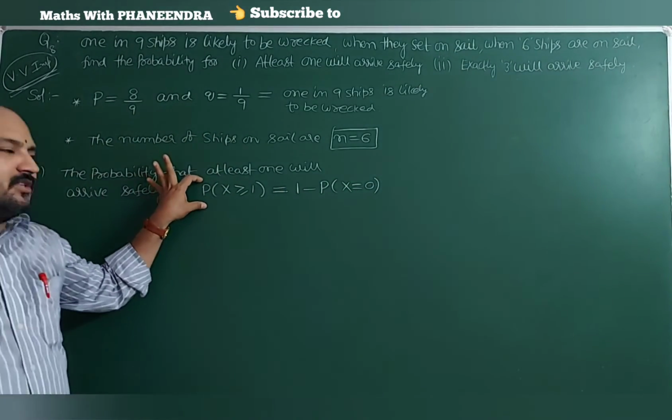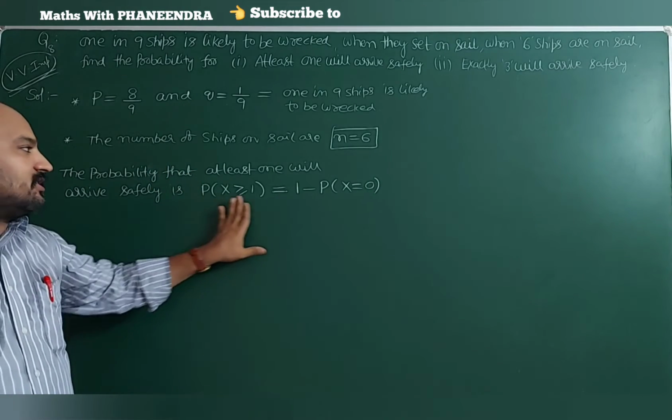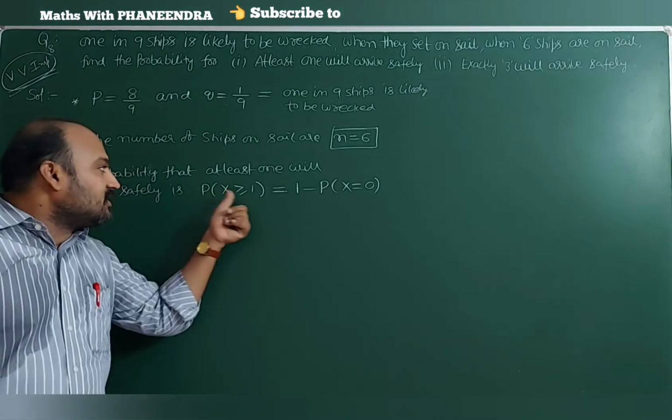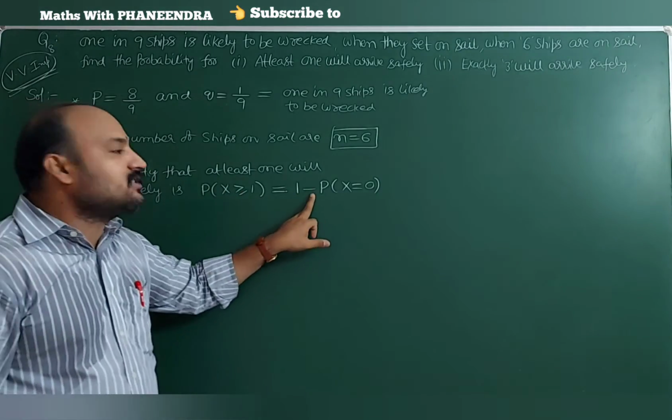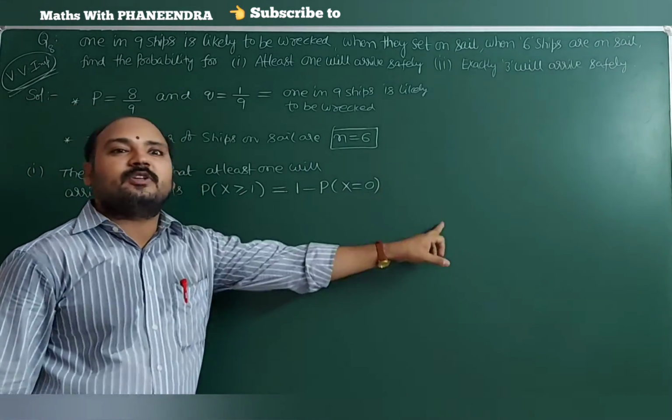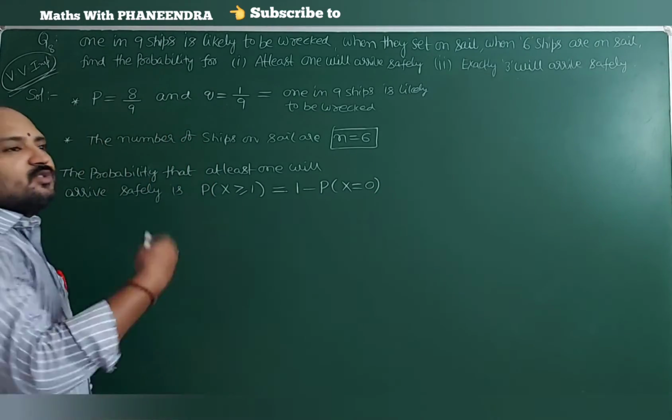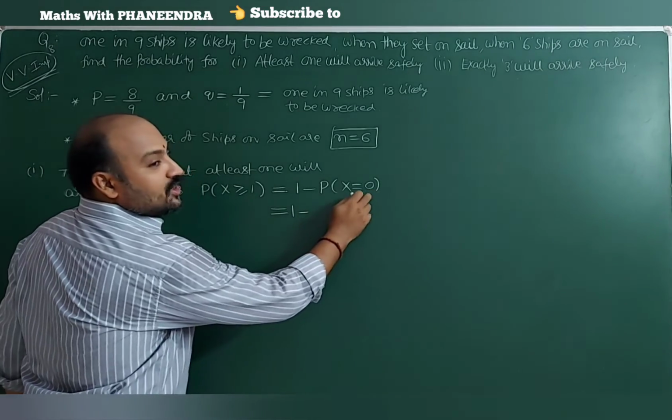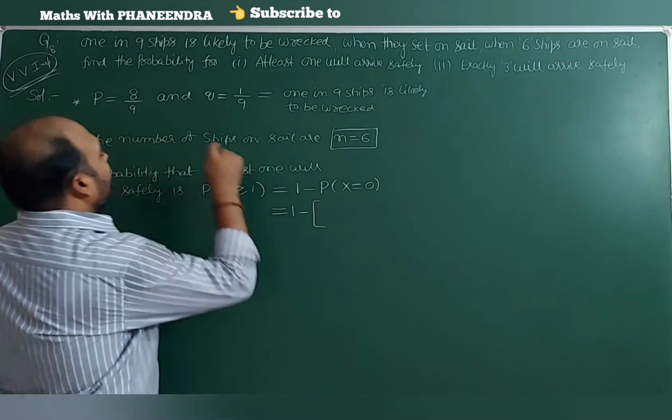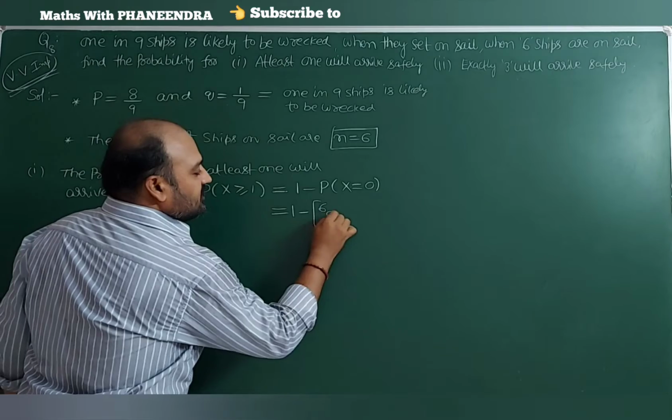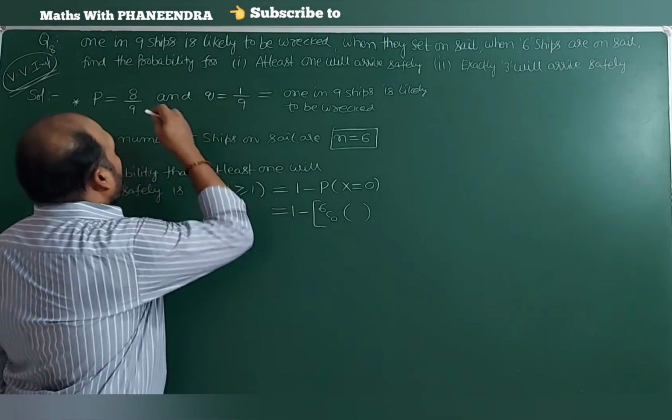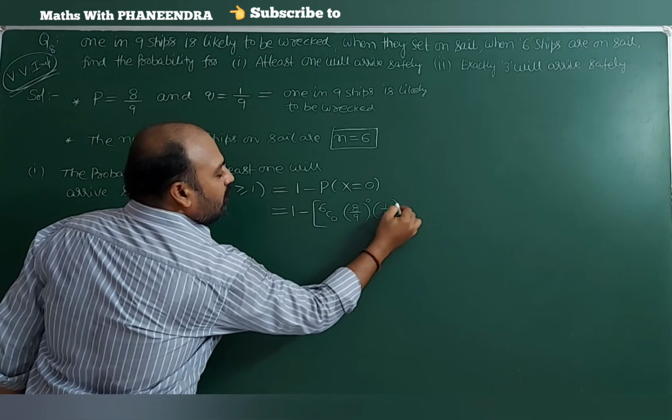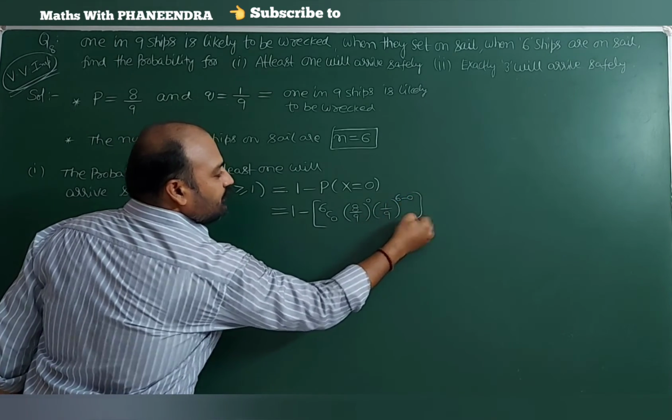Very important point of this, dear students. You remember, P of X is greater than or equal to 1 is 1 minus P of X is equal to 0. P of X is greater than or equal to 2 is 1 minus bracket start P of X equal to 0 plus P of X is equal to 1. Like this we can increase. 1 minus P of X is equal to 0, r is equal to 0. nCr, what is the n here? 6. 6C0, P power, 8 by 9 whole power 0, 1 by 9 whole power 6 minus 0.